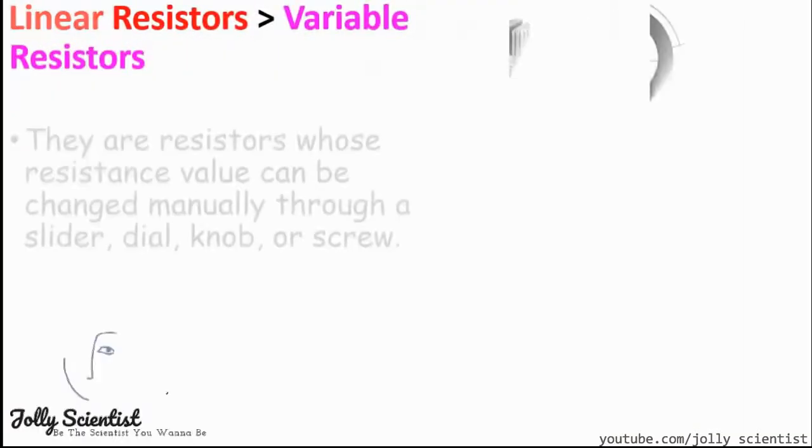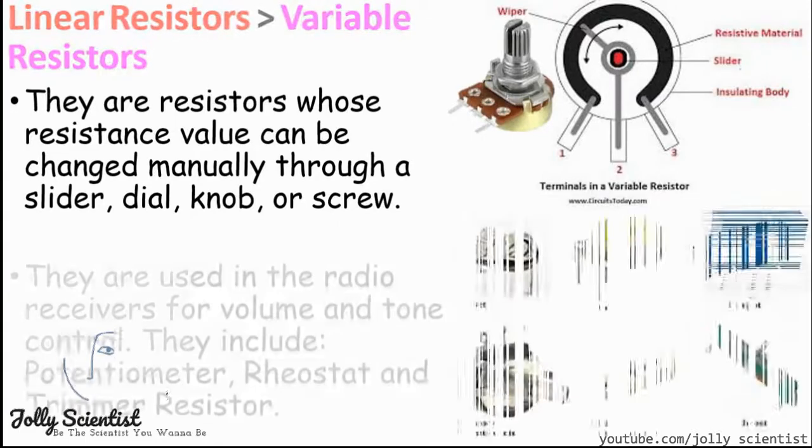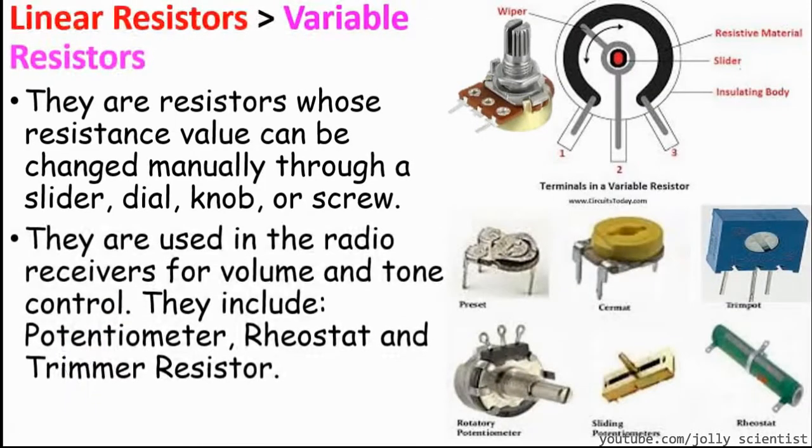Variable resistors are resistors whose resistance value can be changed manually through a dial, a knob, a screw, or a slider. They are used in radio receivers for volume and tone controls. They include the potentiometer, rheostat, and trimmer resistors.